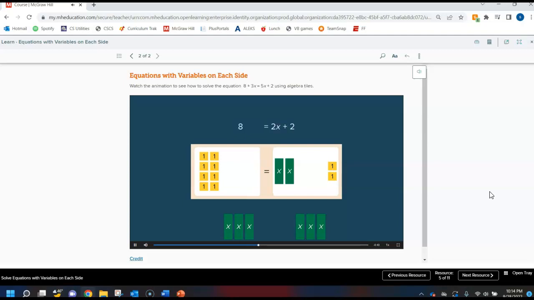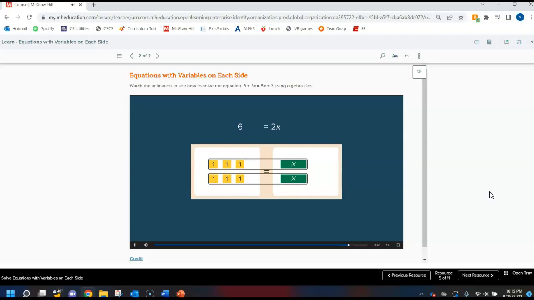Now there are 0 x-tiles and 8 1-tiles on the left side of the mat. There are 2 x-tiles and 2 1-tiles on the right side of the mat. Next, remove 2 1-tiles from each side of the mat so that the x-tiles are by themselves on one side of the equal sign. That leaves 6 1-tiles on the left side of the mat and 2 x-tiles on the right side of the mat. Since there are 2 x-tiles remaining, separate the tiles into 2 equal groups. There are 3 1-tiles in each group, so x equals 3.